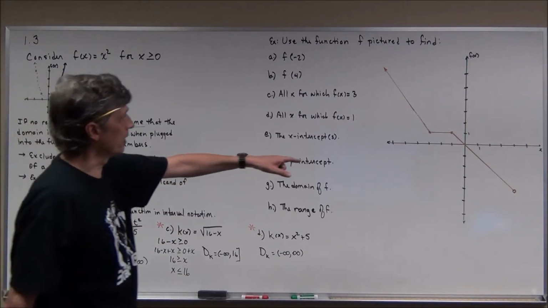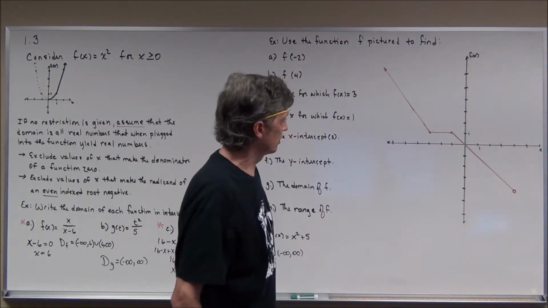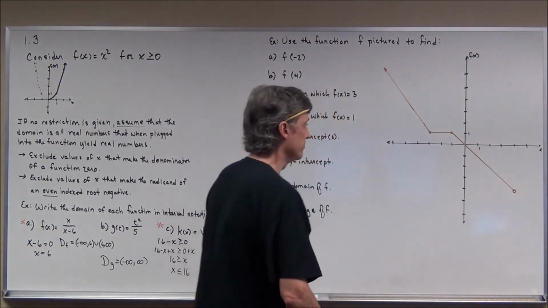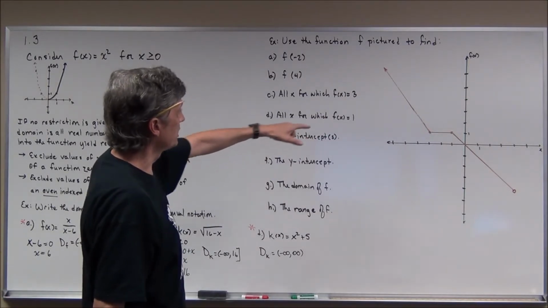And I have an example here. I have a function f that's graphed out here. It's a piecewise defined function. It's got, looks like, 3 parts to it. Notice the open circle right there. And I'm asking you to find a variety of different things based on this graph.